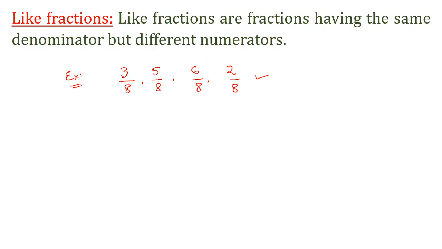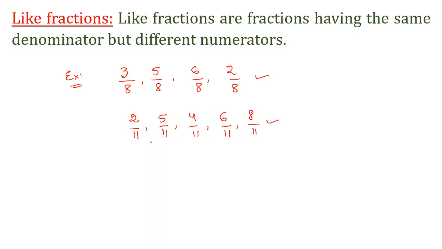Like fractions are the fractions having the same denominator but different numerators. Observe here the numerators are different but the denominators are equal in each and every fraction. So this type of fractions are called like fractions. We can take some more examples. 2 by 11, 5 by 11, 4 by 11, 6 by 11, 8 by 11. These are all like fractions only because the denominators are equal here.